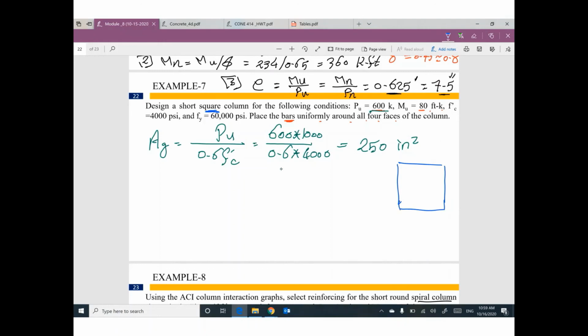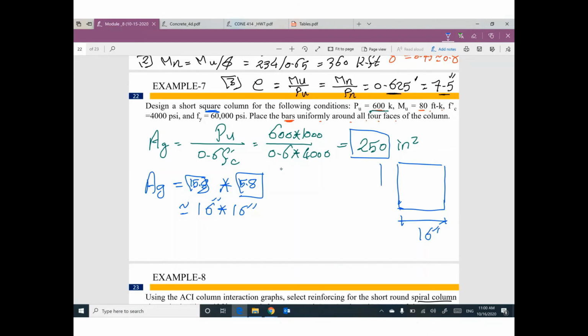So how can I convert this area gross to a square column? This area gross equals something times the same something, because it's a square. So I'm gonna use the square root of this value. It will be 15.8 times 15.8. We don't like decimal numbers, so I'm gonna use 16 inch times 16 inch. So the column dimension will be 16 times 16 square.